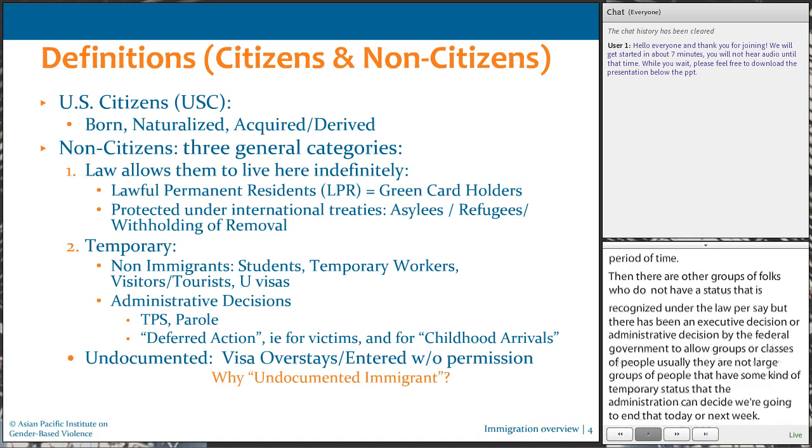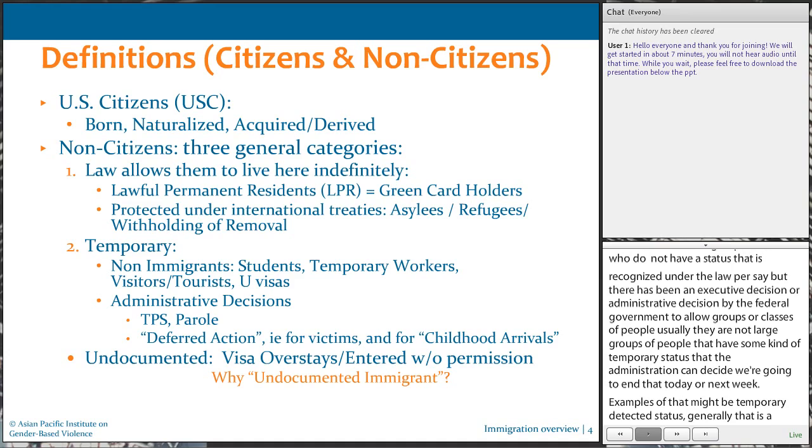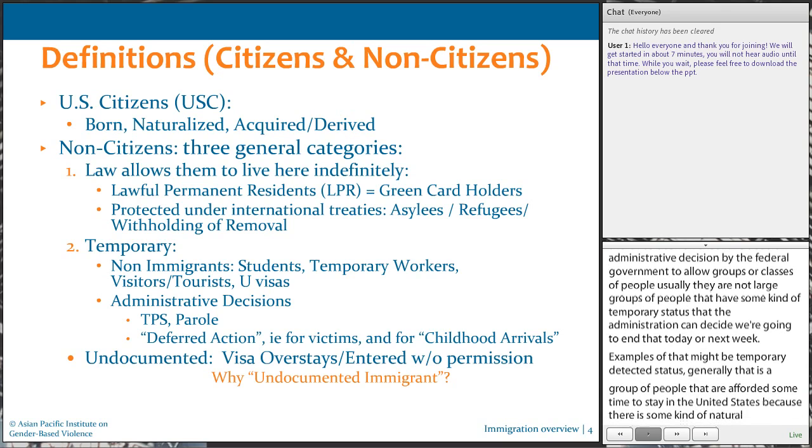Generally, that's a group of people that are afforded some time to stay in the United States because there's some kind of natural disaster or civil war or widespread communicable disease or something happening in their home country where the administration makes the decision to say it would be okay for these folks to stay here for a certain period rather than sending them home to a country that's destabilized for whatever reason.